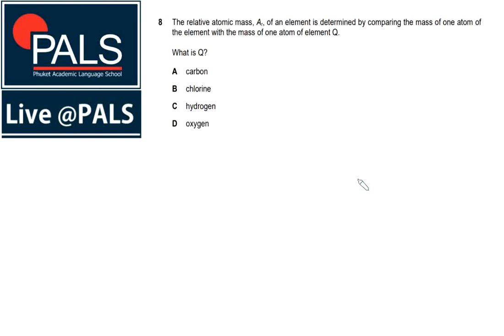Next number, the relative atomic mass of an element is determined by comparing the mass of one atom of the element with the mass of one atom of element Q. What is Q? Usually they use this type of element in comparing masses. So the correct answer is carbon. This is the only element they use in comparing the mass of other elements.